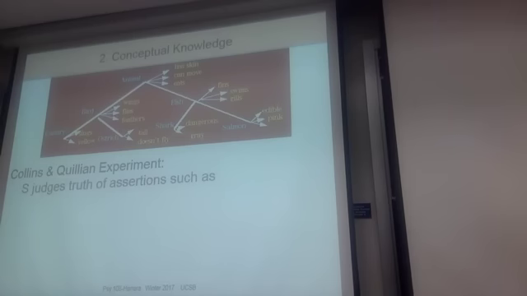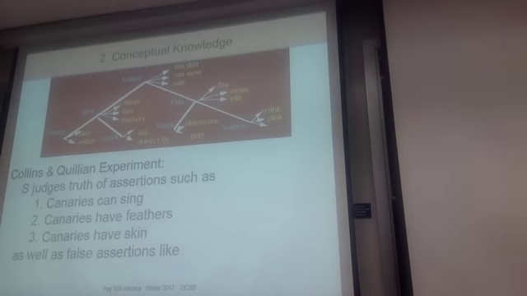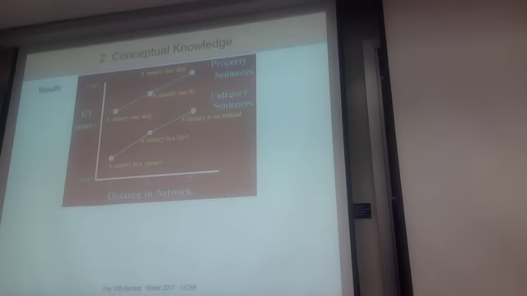So then we get to the Collins and Quillian experiment, and they're asked to judge these assertions such as canaries can sing, canaries have feathers, canaries have skin, as well as false assertions like apples have feathers. And so what do they find when people do this? They're assessing reaction times, and they find what we were just talking about, which is that on the whole, it takes longer the further up the hierarchy you have to go, or the more jumps you have to make. So higher values here means it's taking them longer.